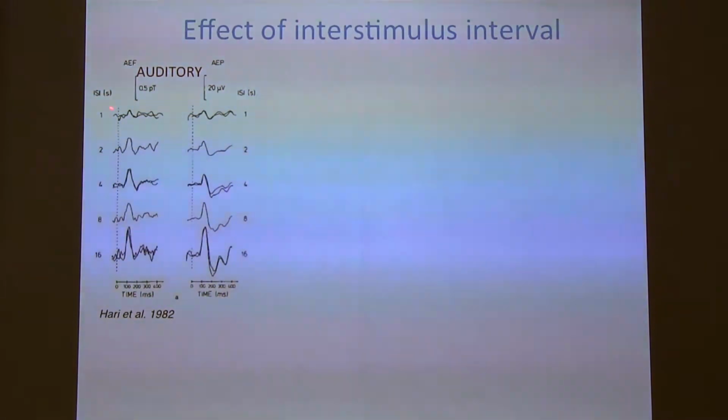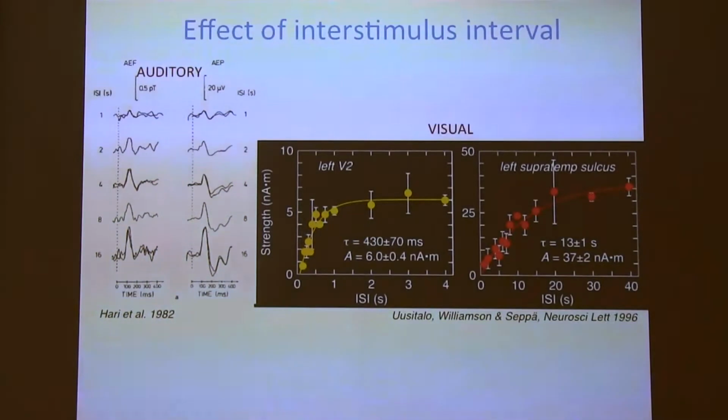Here we have an interstimulus interval from 1 to 16 seconds for both magnetic and electric responses to tones. And you see that there's a very clear increase in amplitude when the interstimulus interval is increased. And here I show the same thing for visual stimuli.